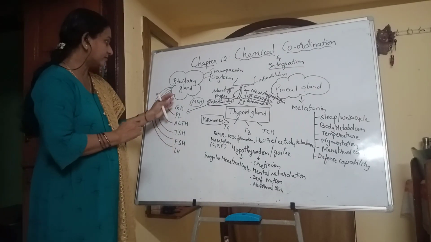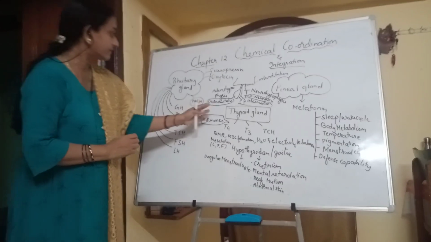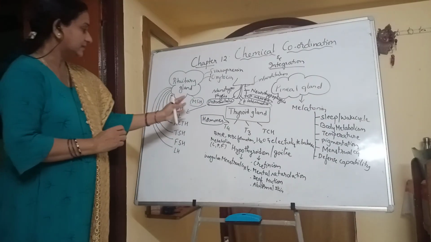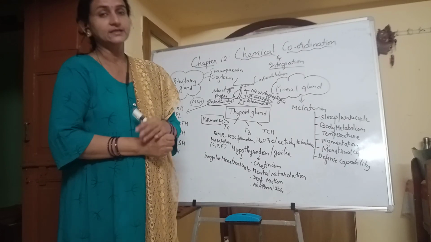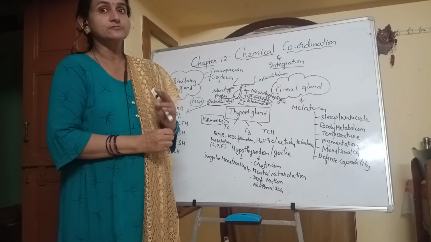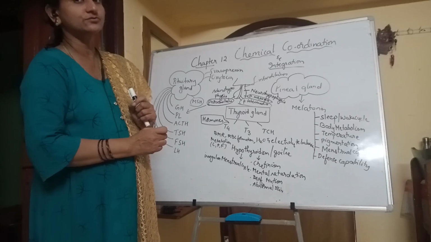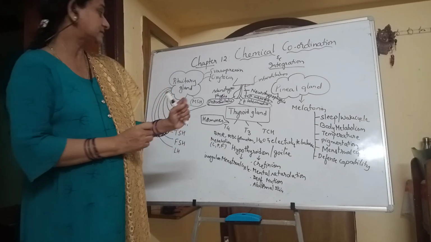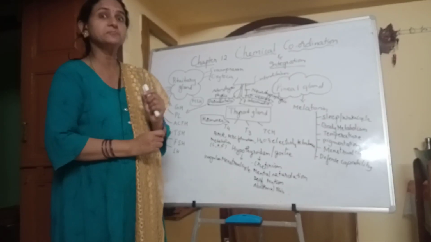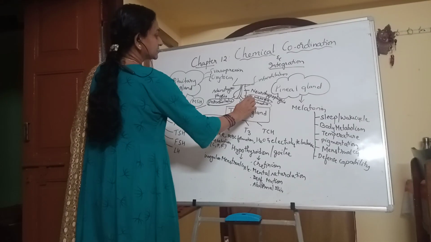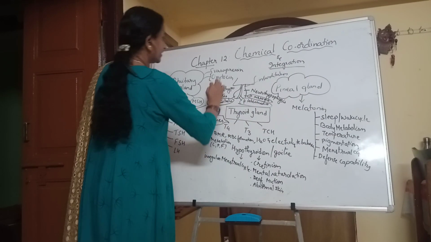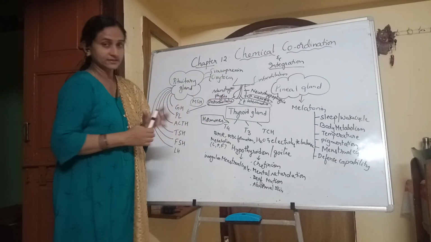Okay, so that is about the secretions of the pars distalis. Now coming to MSH, M for melanocyte stimulating hormone. Melanin is something related to our pigmentation. So MSH controls the pigmentation of the skin. Now coming to the secretions of pars nervosa, oxytocin and vasopressin.